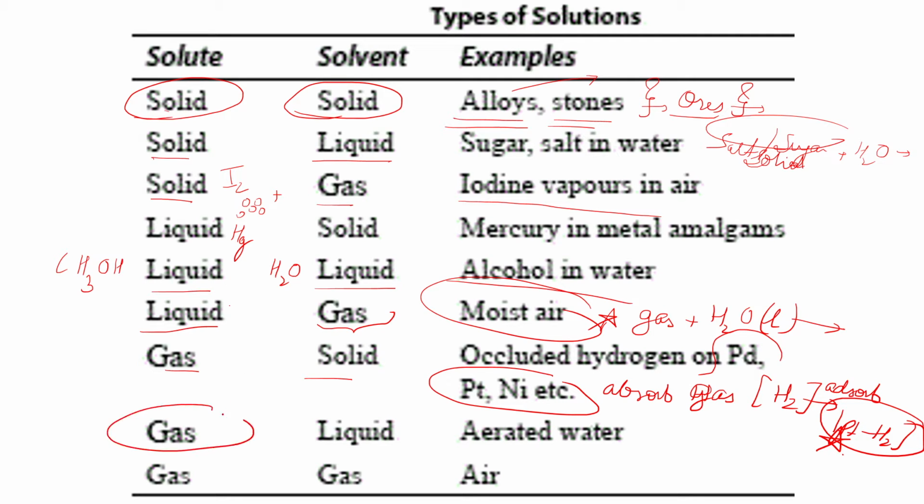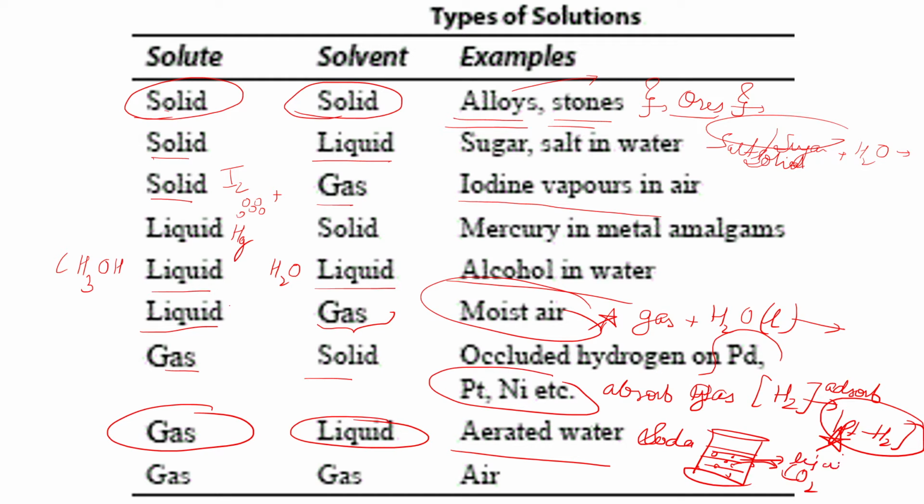An example of a gas solute and liquid solvent could be aerated water. When we use soda, you see bubbles in it. CO2 bubbles are there. In that, basically the liquid is the solvent and the gas is the added solute.